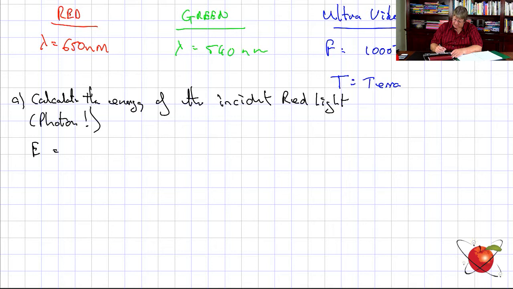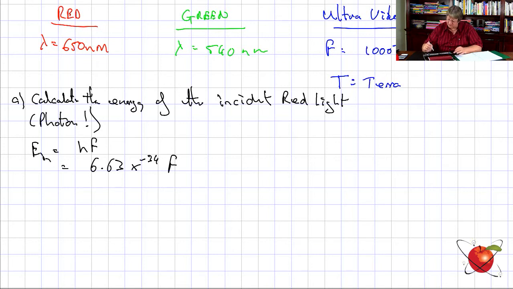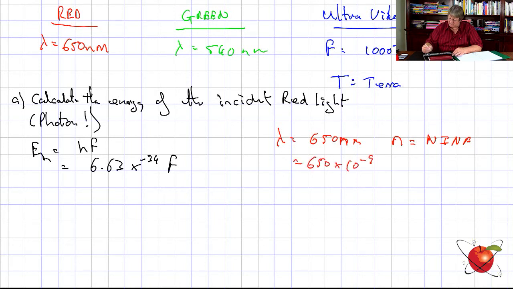So the energy of the red light, energy incident, is equal to hf, which is equal to 6.63 times 10 to the minus 34, multiplied by the frequency f. Now remember, the red light we've been given has lambda equal to 650 nanometers. Nano means 10 to the minus 9, which is 650 times 10 to the minus 9. We always convert it to meters. Why? Physics, that's what we do. Kilogram, meter, second.